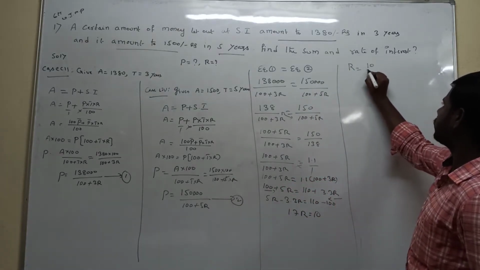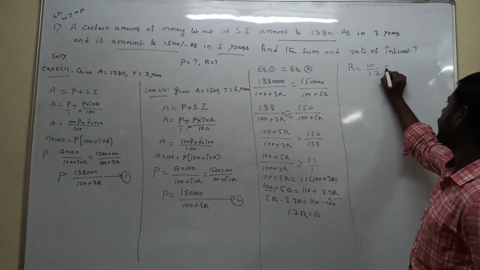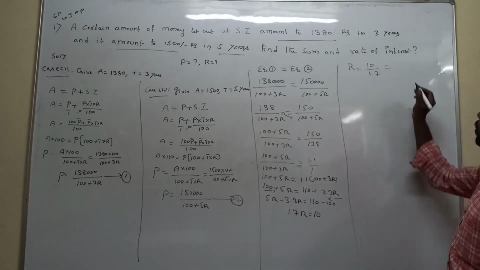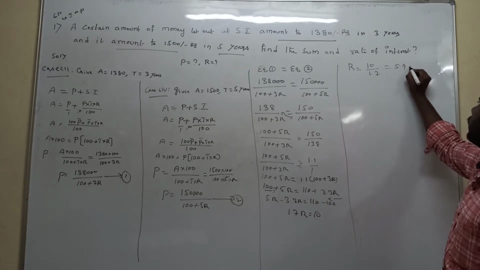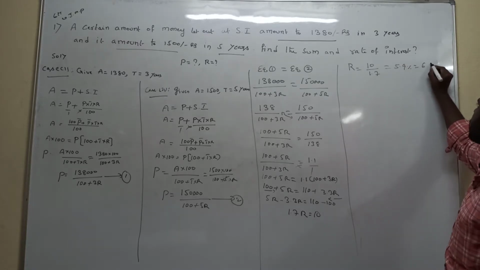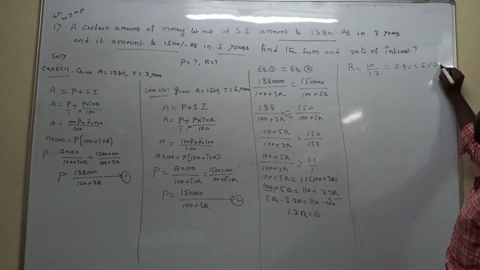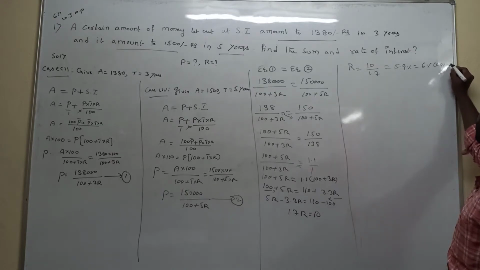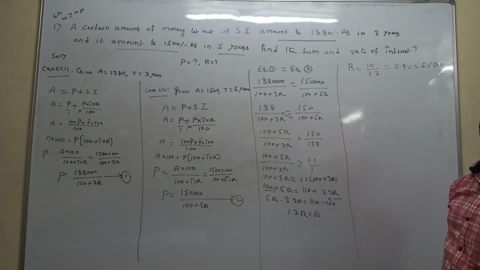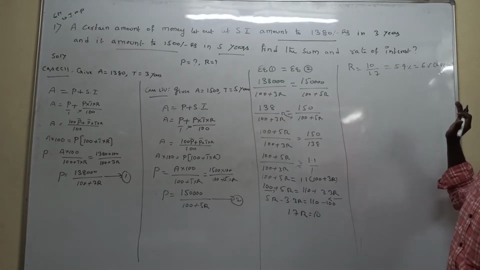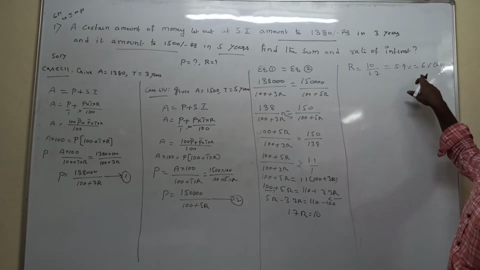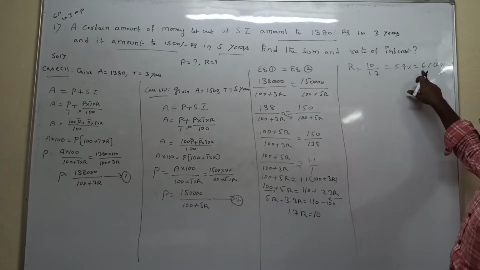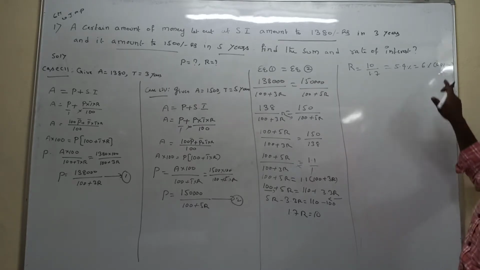Sending 1.7 to the right hand side denominator, r is 10 by 1.7, which is nothing but 5.9 something. We are taking this as 6% approximately. You are not getting the exact value, it is 5.88 something, so it is near to 6. That's why we are taking 6% approximately.